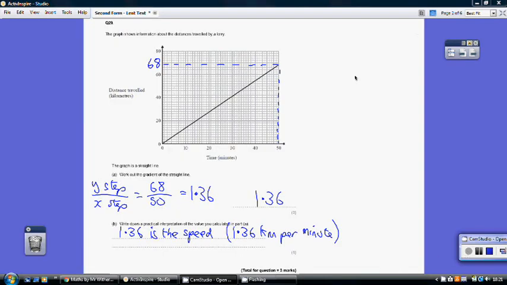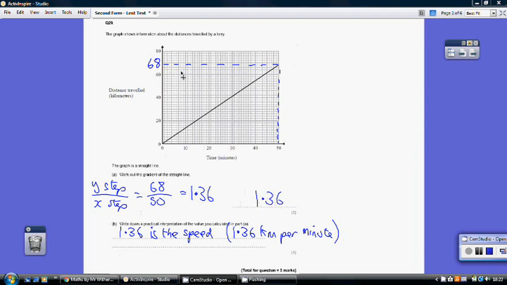Question 29. Work out the gradient of the straight line graph. Well, the gradient is the y step over the x step, the amount up divided by the amount across. The height of this triangle, if we take the maximum triangle available, is 68. The base of the triangle is 50, so 68 divided by 50 is 1.36.